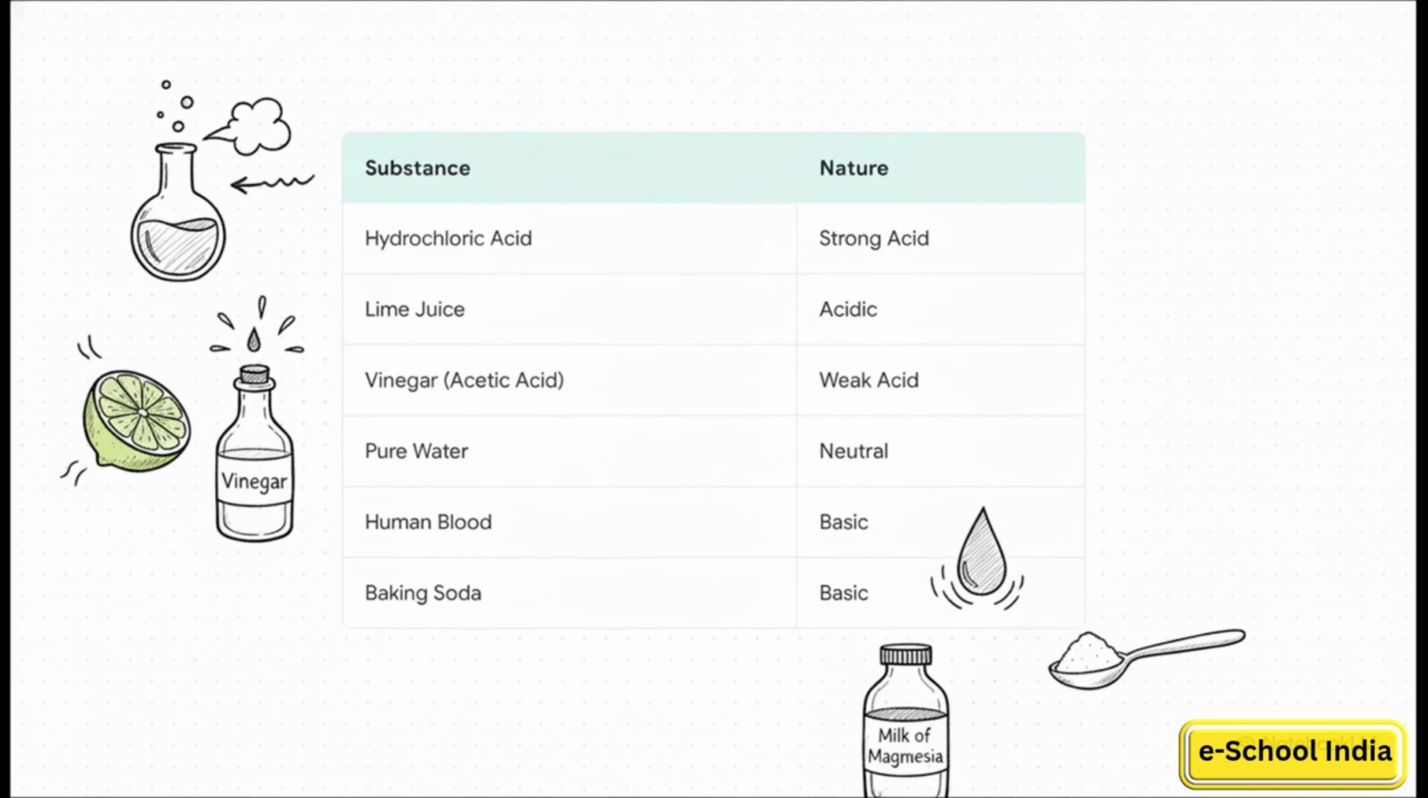So let's put some real-world stuff on this scale. Way down at the super acidic end, you've got things like hydrochloric acid. Then come the things we know and love, like lime juice and vinegar. Pure water is our neutral 7. And then on the other side, our own blood is slightly basic, around 7.4. And things we use to fight acid, like baking soda or milk of magnesia, are even higher up.